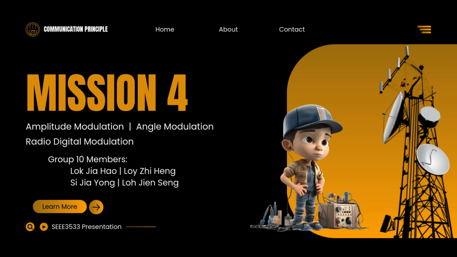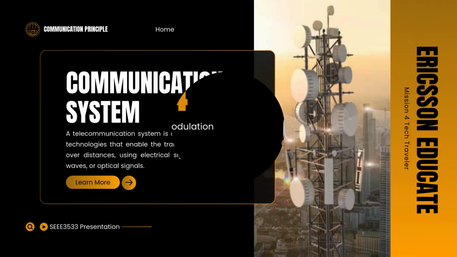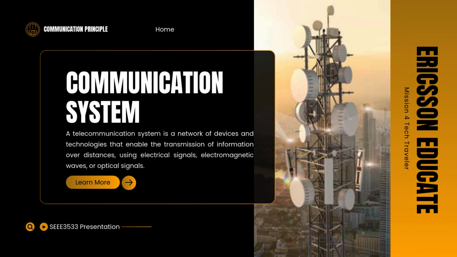Today, we are thrilled to share with you the essential principle of telecommunication, amplitude modulation, angle modulation and radio-digital modulation. To begin, what exactly is a communication system? A communication system is a network of devices and technologies that transmit information using electrical signals, electromagnetic waves, or optical signals. These systems are the backbone of telecommunications, allowing us to send and receive data seamlessly, whether it's a phone call, an email, or a live-streamed video.